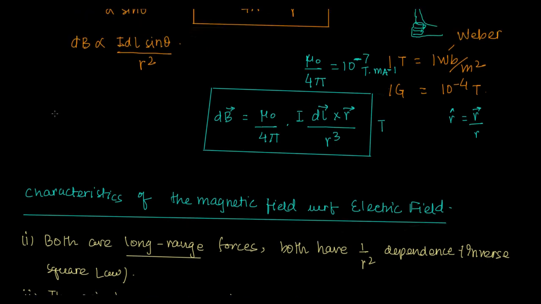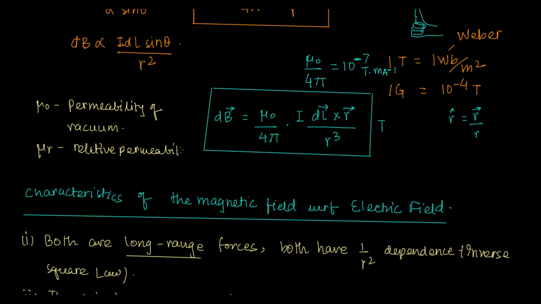Mu naught is called the permeability of vacuum. In a similar manner that you had seen the permittivity in the electrostatic forces, here we have a permeability. If there is any other medium, you will have a mu r, a relative permeability, that will get multiplied to it.